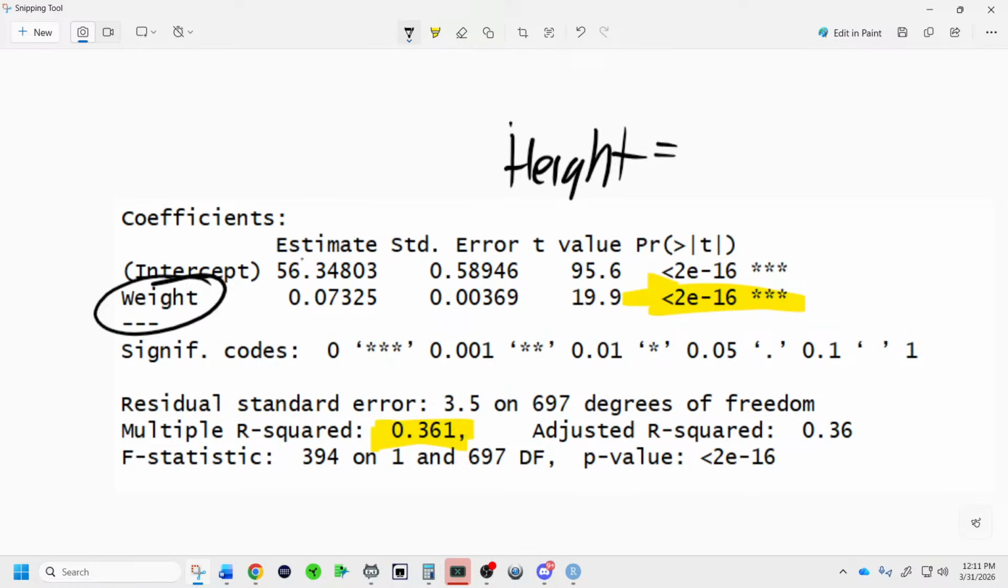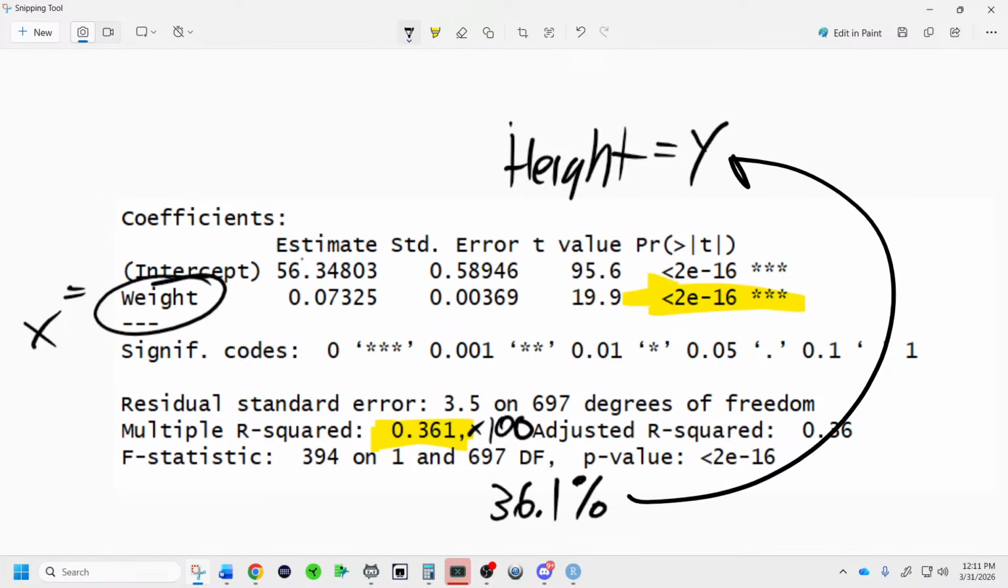So this is the y variable of interest. This is the x variable. So you times this by 100, and you say 36.1% of the variation in y is explained by the variation in x.